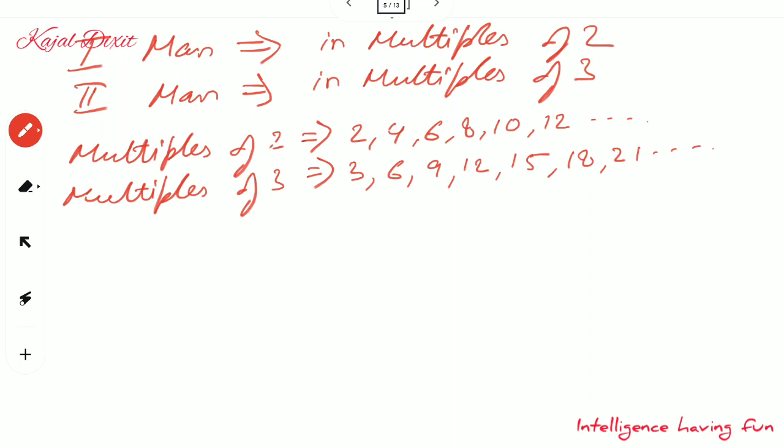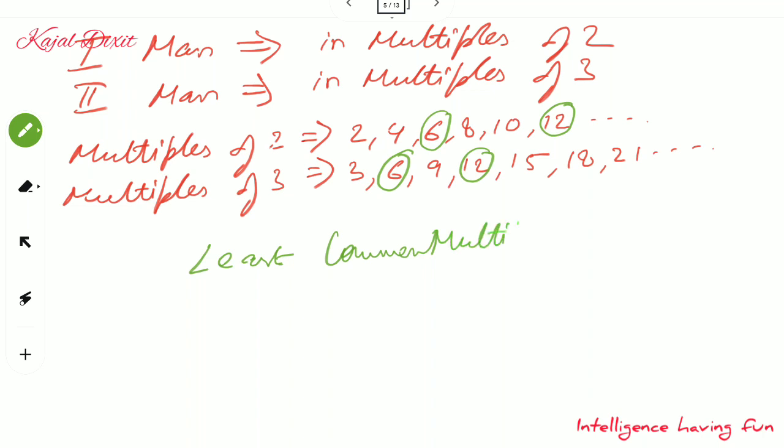Right? So, if you see what the common multiples of 2 and 3 are, then you will see 6 is a common multiple of both of them, and 12 is also a common multiple of both 2 and 3. So which one is the least common multiple? मतलब सबसे छोटा common multiple कौन सा होगा? So the least or lowest common multiple will be 6 from this example. Right? So this is the meaning of least common multiple.